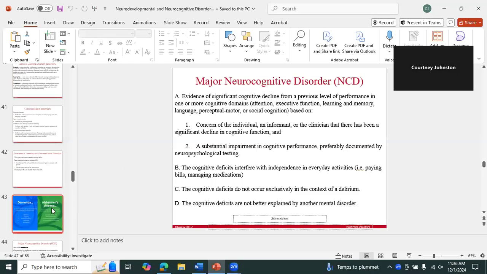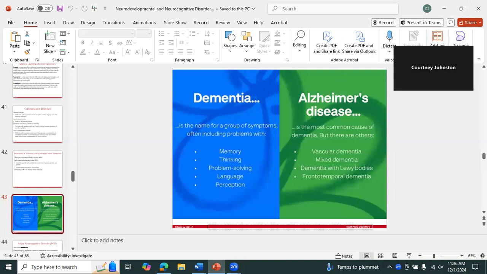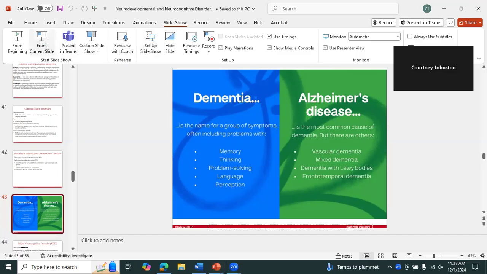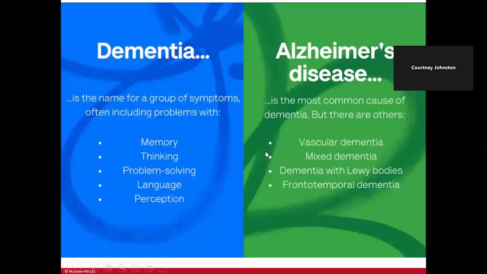Okay, so we're going to go ahead and finish up with neurocognitive disorders. Now, neurocognitive disorders are going to vary from your neurodevelopmental ones, as neurocognitive disorders are those that are not developmentally related, but instead they usually develop or occur when an individual declines from a previous level of cognitive ability.